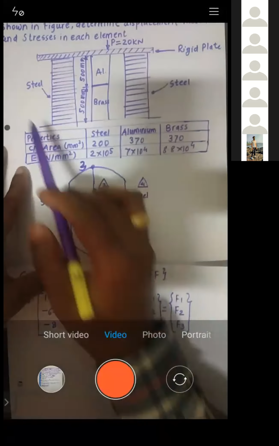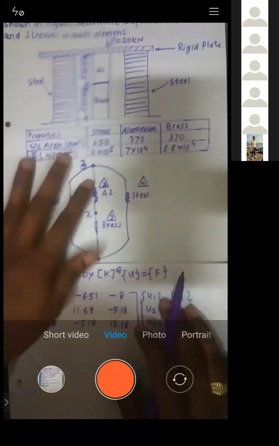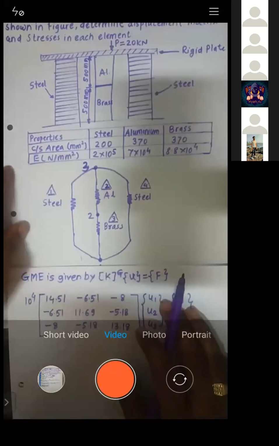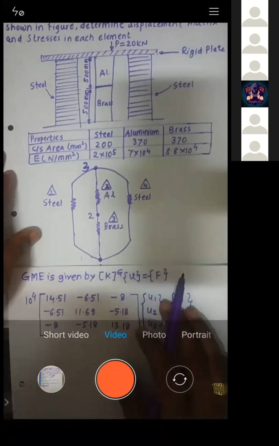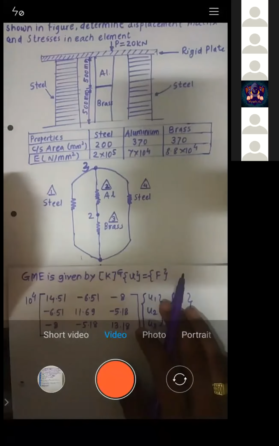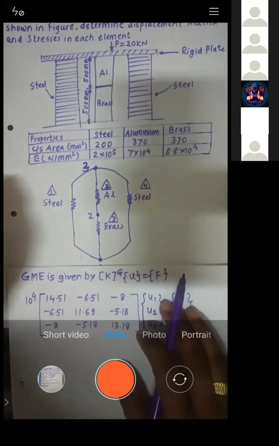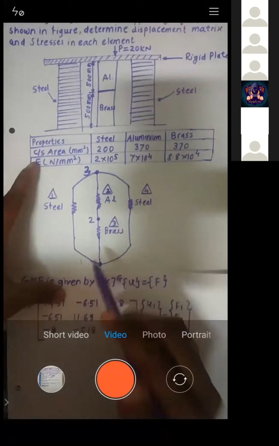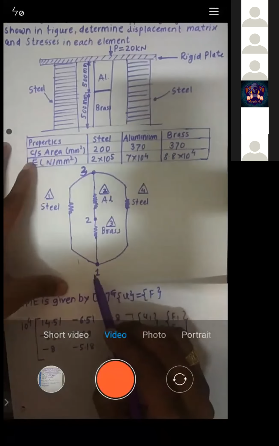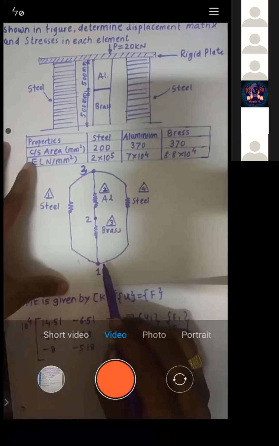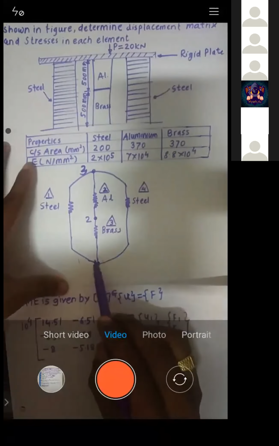Just see this diagram and let me know what sort of boundary condition you can apply. Sir, node 1 and node 3 fixed, so F1 and F3 will be 0. See, how is F1 0? Because at node 1 the structure is fixed. So wherever the structure is fixed, at that point you will get a reaction.